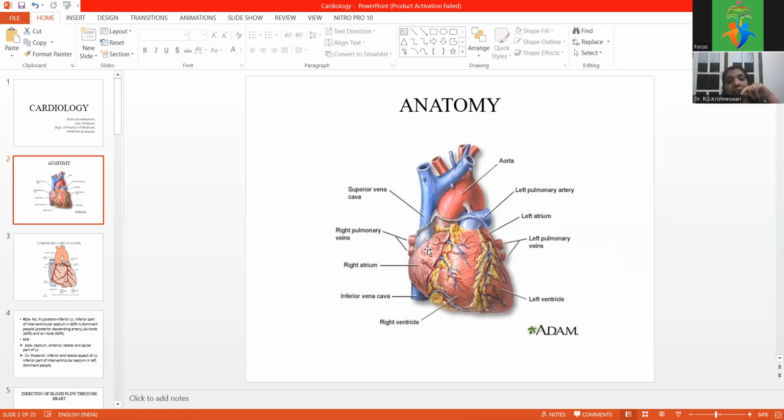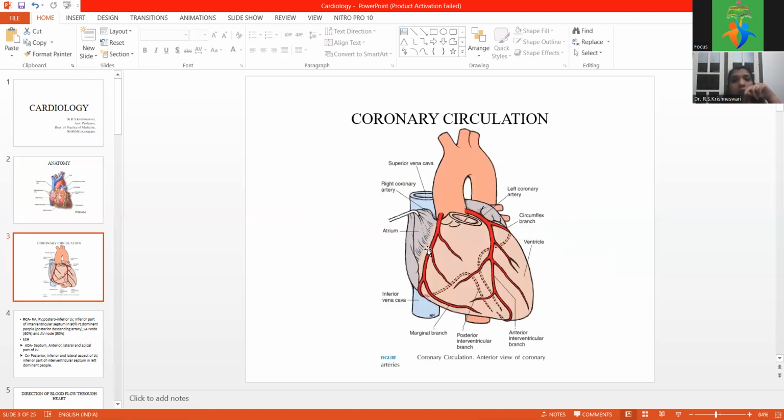And the left side is concerned with the pure blood. So pure blood is carried from the lungs to the left atrium, then to the left ventricle, and from the left ventricle arises the aorta, which pumps the blood to all the parts of the body. So this is regarding the coronary circulation. It is very, very important. The heart supplies blood to all the parts of the body.